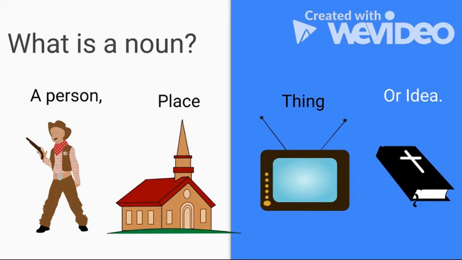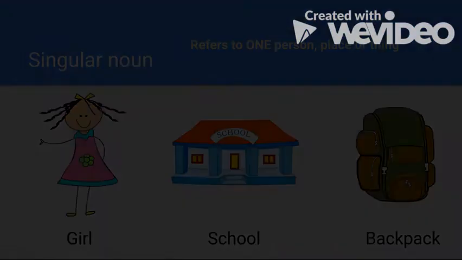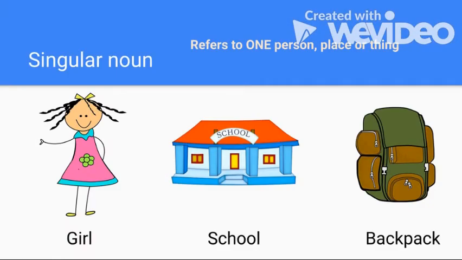In order to get a better idea of what a noun actually is, we will be learning about singular and plural nouns today. As we have discussed, a noun is a person, place, or thing. The singular form of a noun refers to one of these person, place, or thing. Singular means one or single.